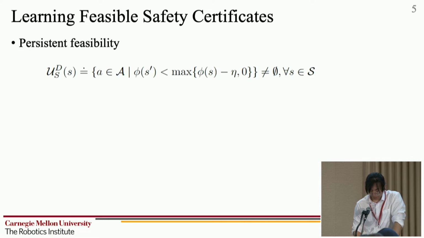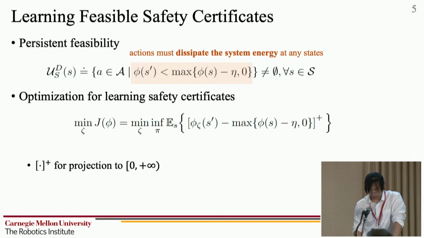Let us first explain the problem formulation. The most important thing in learning the feasible safety certificate is that we must guarantee the persistent feasibility, such that there must exist actions to dissipate the system energy. We could formalize a loss function to optimize the safety index parameters so as to minimize the inevitable energy function increases, or the constraint violations of this inequality constraint.